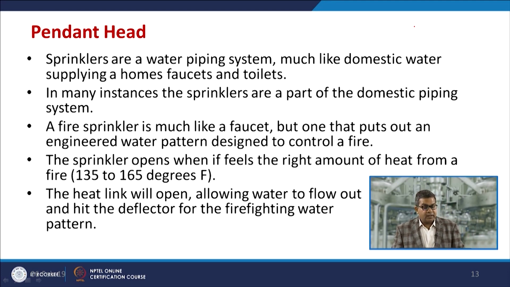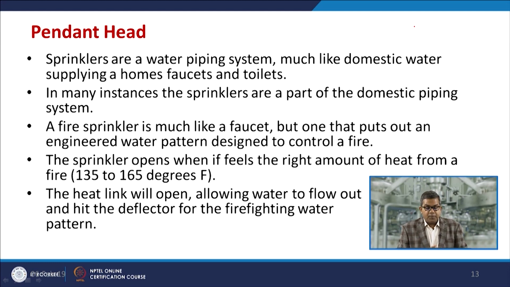So sprinklers are a water piping system, much like domestic water supplying homes, faucets and toilets, etc. In many instances, the sprinklers are part of the domestic piping system. A fire sprinkler is much like a faucet, but one that puts out an engineered water pattern designed to control a fire. Because whenever you have excess water, then unnecessarily there would be property damage. So the sprinkler needs to be focused in the problematic zone only.